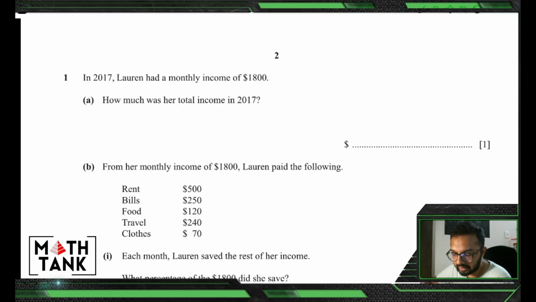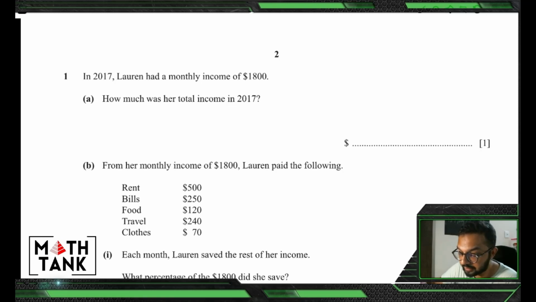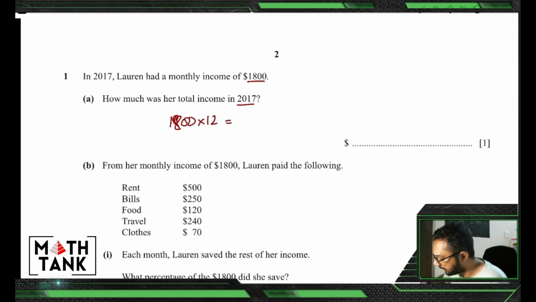In 2017, Lauren had a monthly income of 1800. How much was her total income in 2017? So I'm telling you a monthly income and then I'm asking you for the yearly income. So that's just 1800 multiplied by 12, assuming that she gets paid every month. That's $21600.